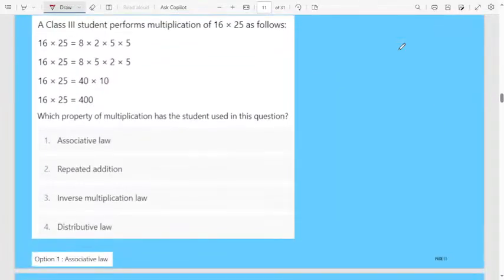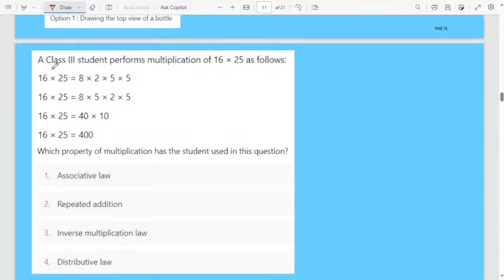Next question is a very interesting question. A class three student performs multiplication 16 into 25 as follows. 16 into 25, 8 2s are 16, 5 5s are 25. Again 8 into 5, 2 into 5. They shuffle. Then 8 5s are 40, 5 2s are 40, 40 into 10, it will be 400. Which property of multiplication has the student used? Associative law. Second one, repeated addition. Third one, inverse multiplication. Fourth one is distributive law.